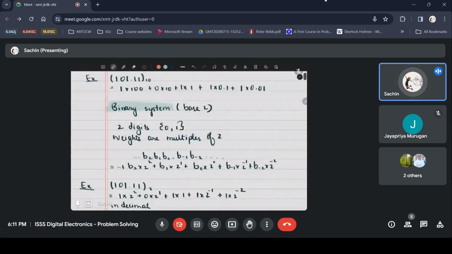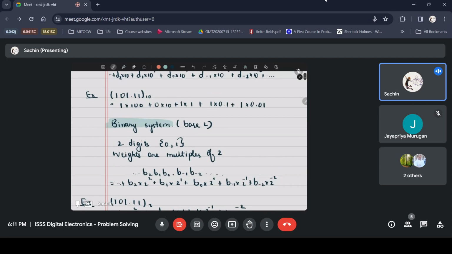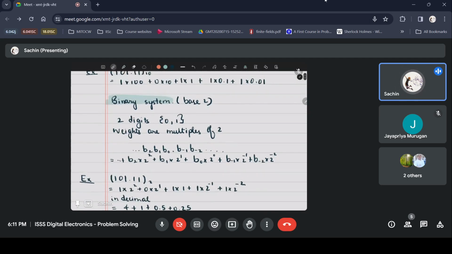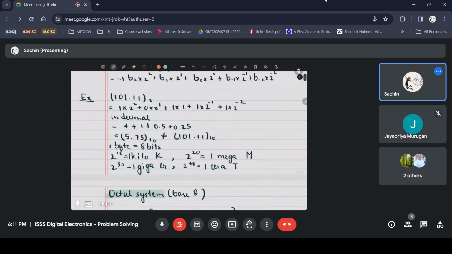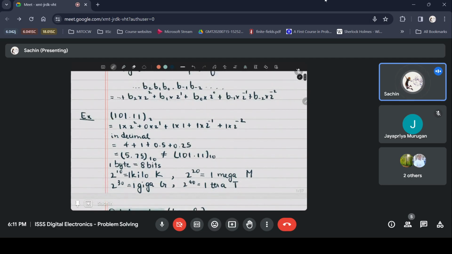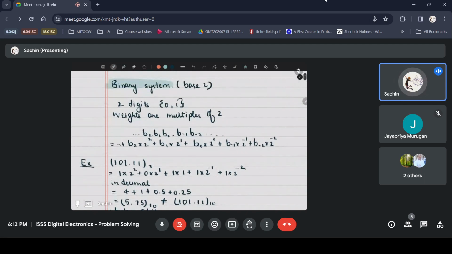So for the same number which we had written in decimal, 101.11, in binary it would have a different value. As you can see, 101.11 is 1 times 2 square, which is 4, plus 0 times 2 power 1, which is 0, plus 1 times 2 power 0, which is 1, plus 1 times 2 power minus 1, plus 1 times 2 power minus 2, which is 4 plus 1 plus 0.5 plus 0.25. So it's 5.75 in decimal. So it's not the same as 101.11 in decimal.